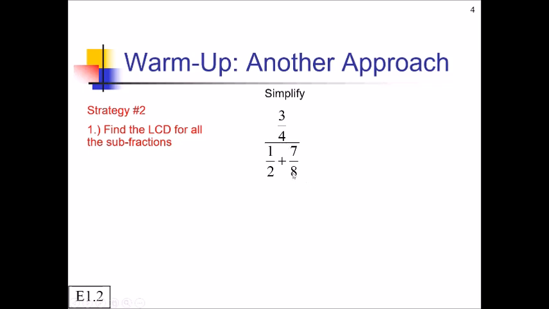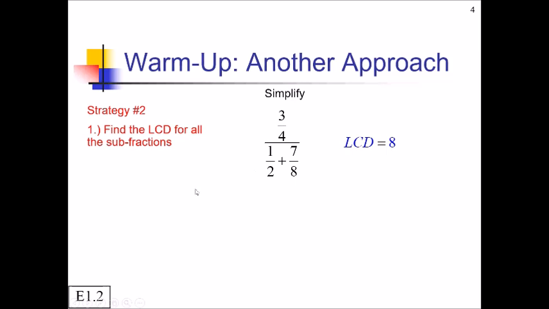That's the smallest number that 8, 4, and 2 all go into. And if you're having trouble getting LCDs, I would just take the biggest number and take multiples of that until you find something that's divisible by the other numbers. So we have this LCD of 8. What do we do with it? So this is going to be a little bit different than what you're used to.